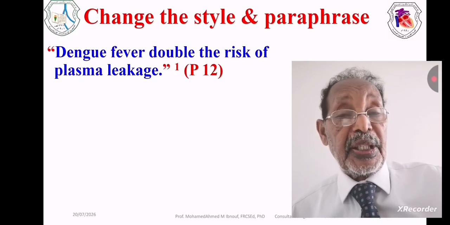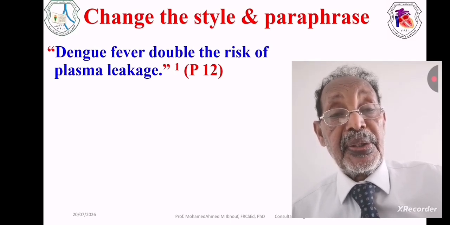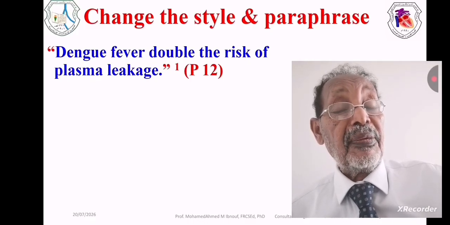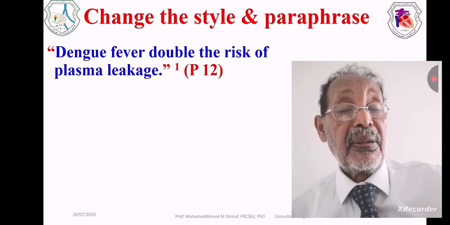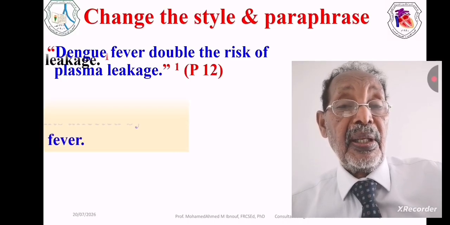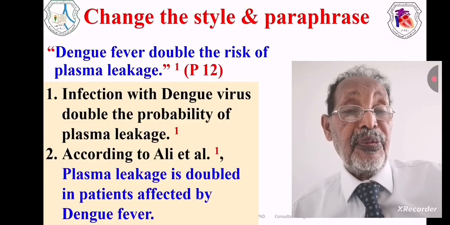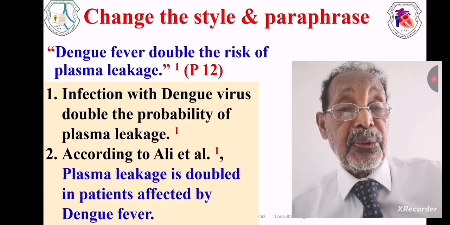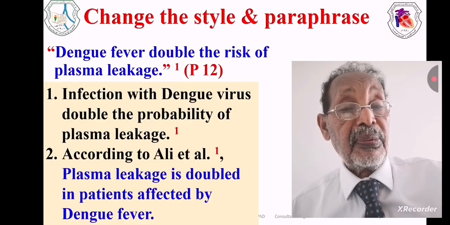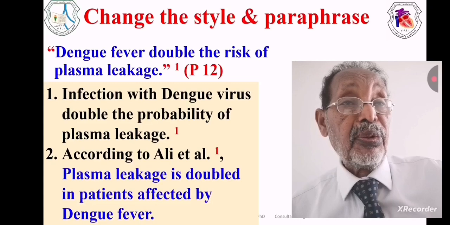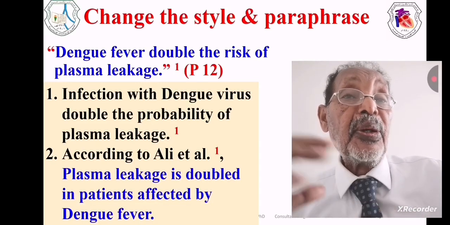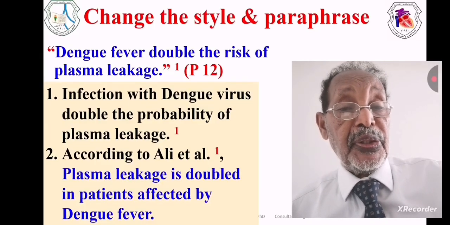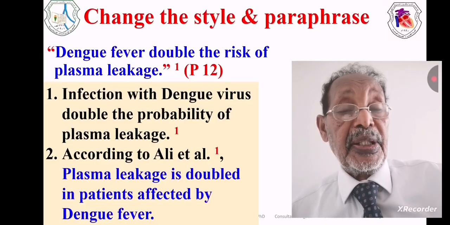Now we would like to restructure this, to paraphrase these words. Dengue fever can be dengue infection or infection with dengue virus, right? So we can write infection with dengue virus, double the probability. Instead of writing the risk, we can say the probability of plasma leakage. And then we write the citation number. No need for page number because this is in our own words, but the concept is the concept of the reference, those who wrote the reference. So we acknowledge them, we write their citation number.